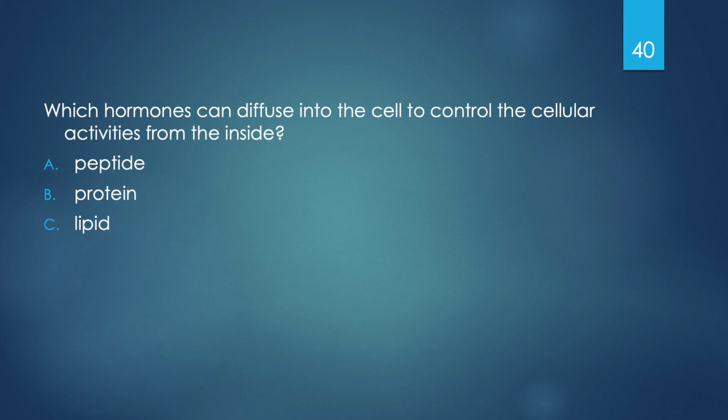Pop quiz time. Which hormones can diffuse into the cell to control the cellular activities from the inside? Peptides, proteins, or lipids? Well, we know right off the bat that peptides and proteins are not lipid soluble, and only option C is lipid soluble. So only lipid soluble substances can cross a plasma membrane by diffusion. Therefore we know A and B are out and C is the correct answer. Proteins and peptides will have to have a different mechanism. These have to have extracellular receptors as opposed to intracellular receptors.